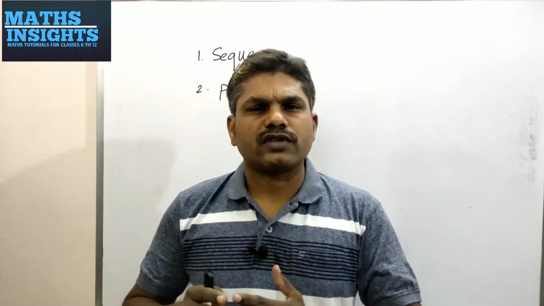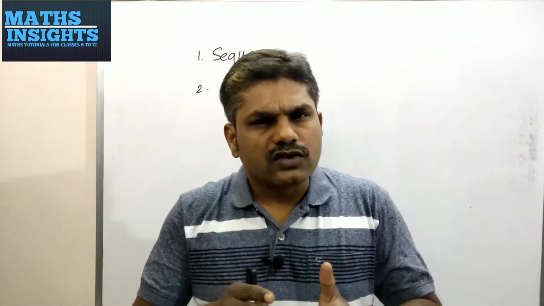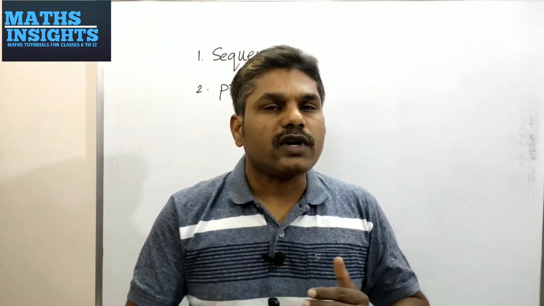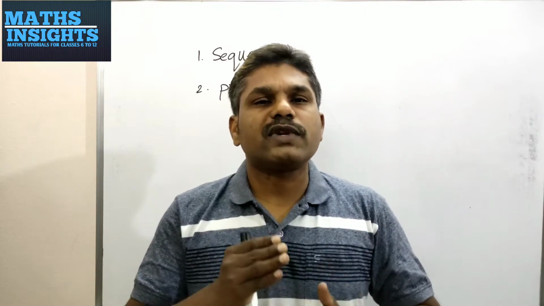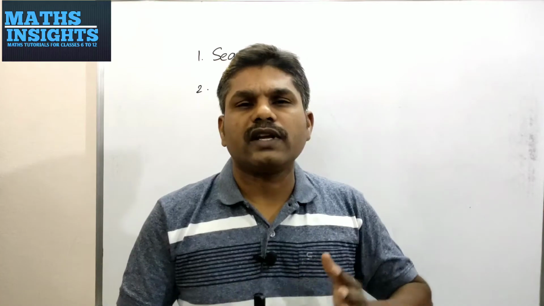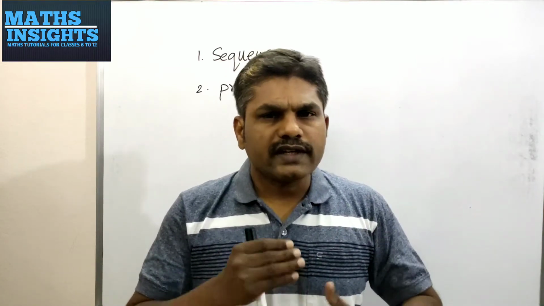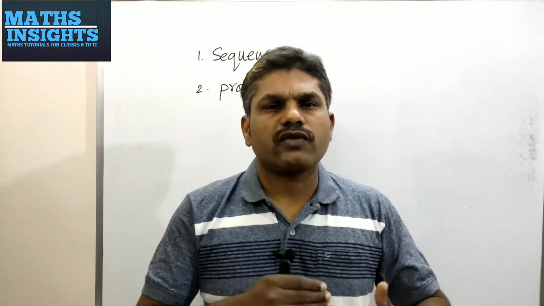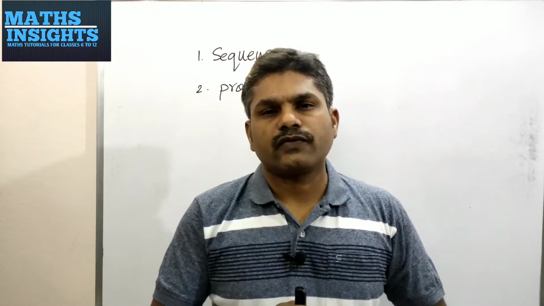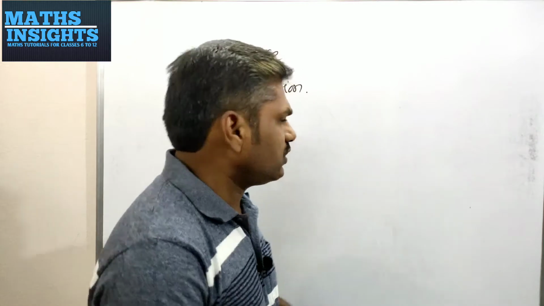But coming to progression, progression is also arrangement of numbers, but all the numbers are obtained by using a particular or explicit formula. To obtain a particular number in a sequence, we don't have a formula. But in case of progression, you will have a formula. That is the main difference between these two. This will become very clear if you take an example.